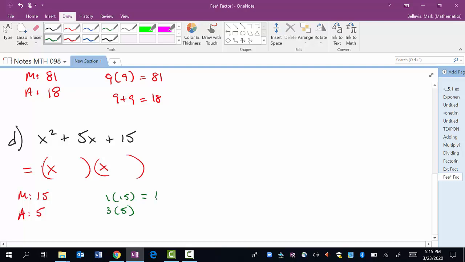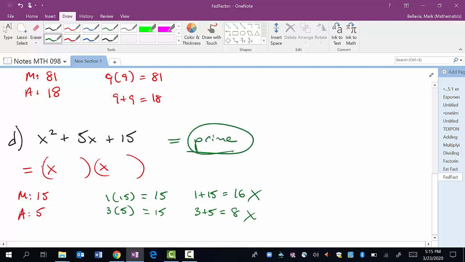Well, 1 times 15 gives me 15, but 1 plus 15 equals 16. So that's incorrect. That won't give us a 5x in the middle. 3 times 5, well, that's 15, but 3 plus 5 equals 8. So we know that doesn't work. So if I'm looking for numbers that multiply to 15 and add to 5, I can't find any because I have all the factors of 15 here. So what that tells me is that this is not factorable. So we call these prime polynomials.